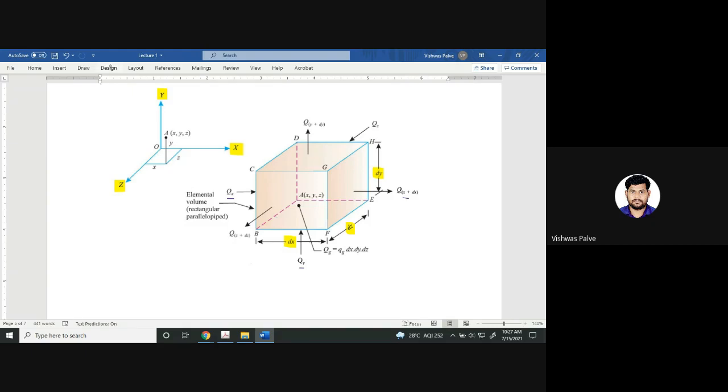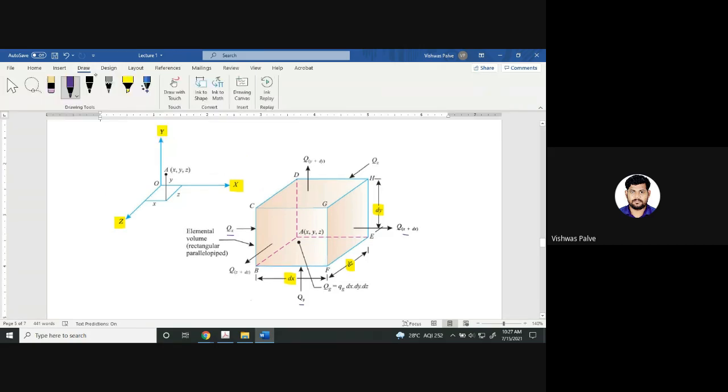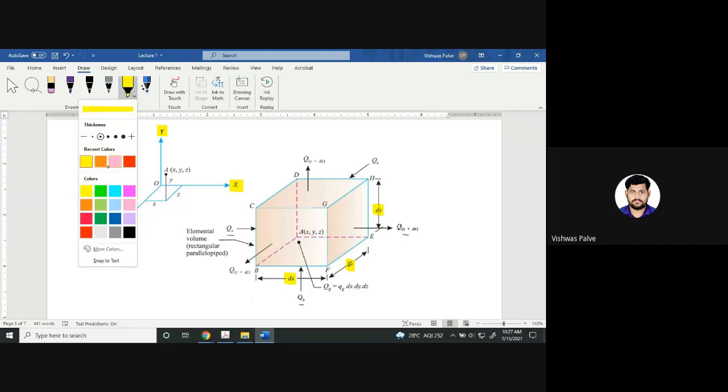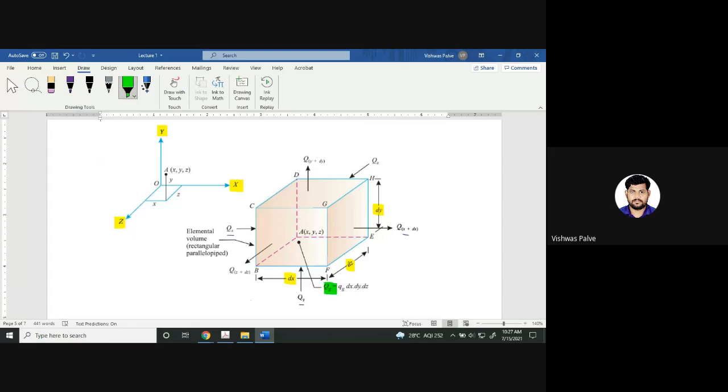Then there is another term, which is called the internal heat generation. So we are going to consider the internal heat generation within the body. Qg is equal to small qg into dx into dy into dz. This term is called the internal heat generation within the body. So we are going to consider the internal heat generation as well as the heat entering in the x direction, y direction, and z direction.